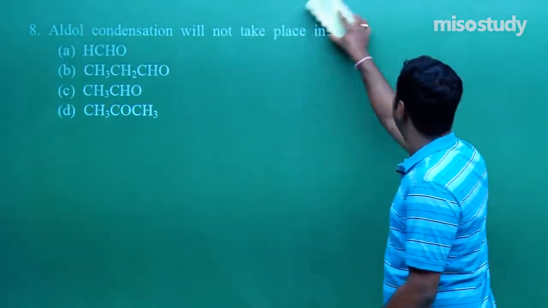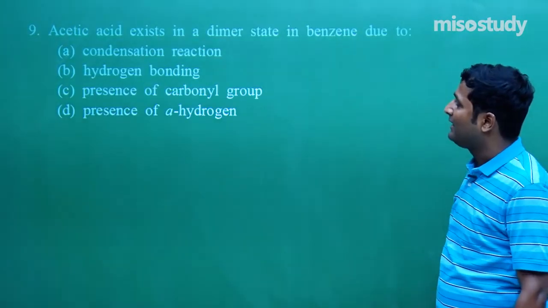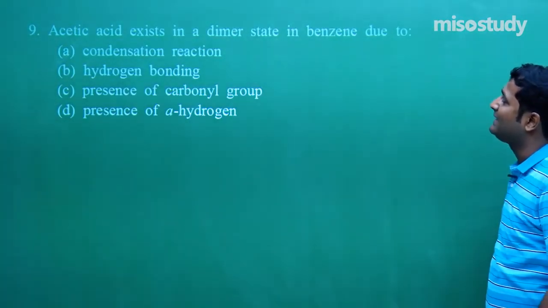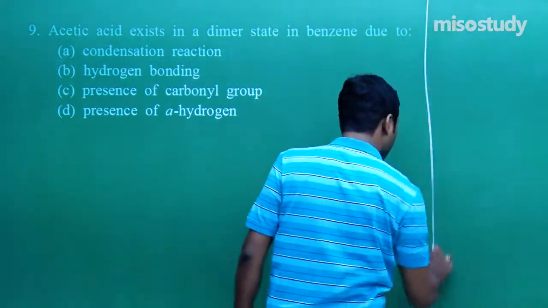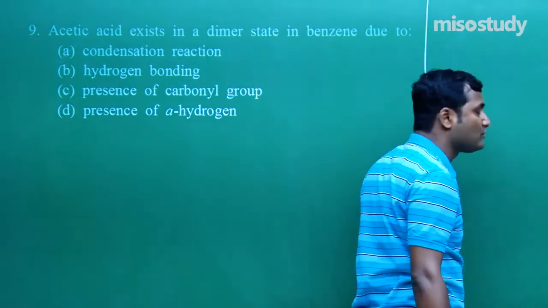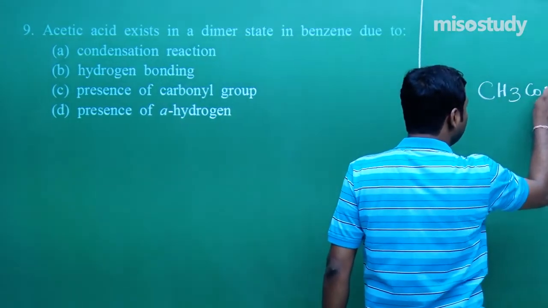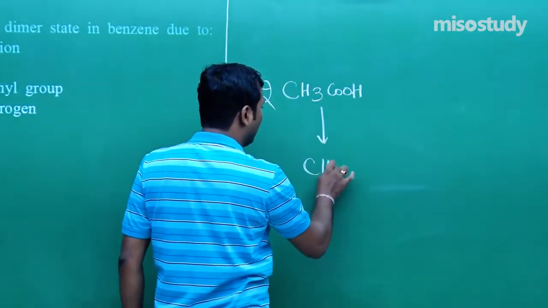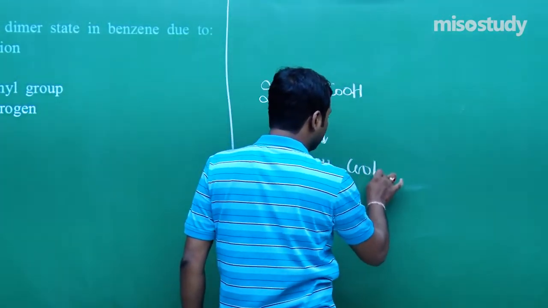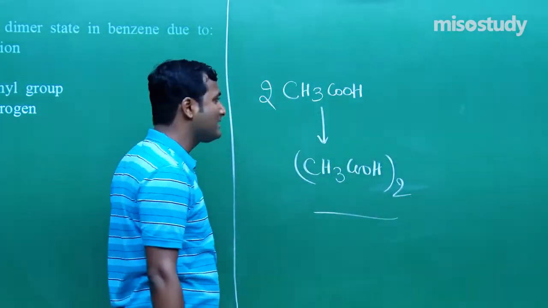Let's move to the next question. The next question is question number 9. Acetic acid exists in dimer state in benzene. This is one of the simplest questions and completely conceptual. What is acetic acid? That is CH3COOH. It generally exists in dimer form, (CH3COOH) whole twice. Why? What is the reason behind it?